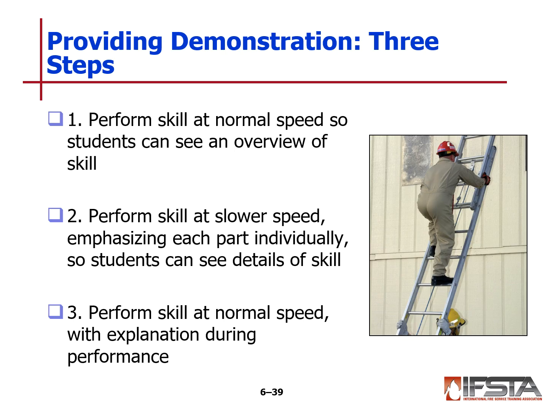Step 1, we're going to perform the skill at normal speed so students can see an overview of the skill. Step 2 is we're going to perform the skill at slower speed, emphasizing each part individually so that students see details of the skill. And then the 3rd step is perform the skill at the normal speed with explanation during the performance. Whole part whole.